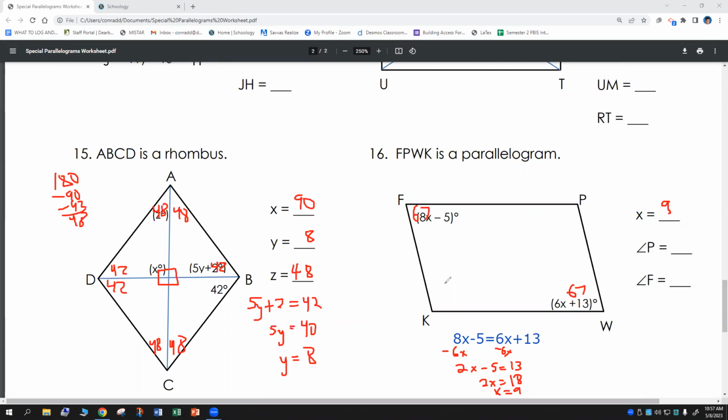Then to find the other 2 angles, we have to do 180 minus 67 because they're supplementary, right? Consecutive angles in a parallelogram are supplementary. So angle P is 113. Angle F should be 67 degrees.